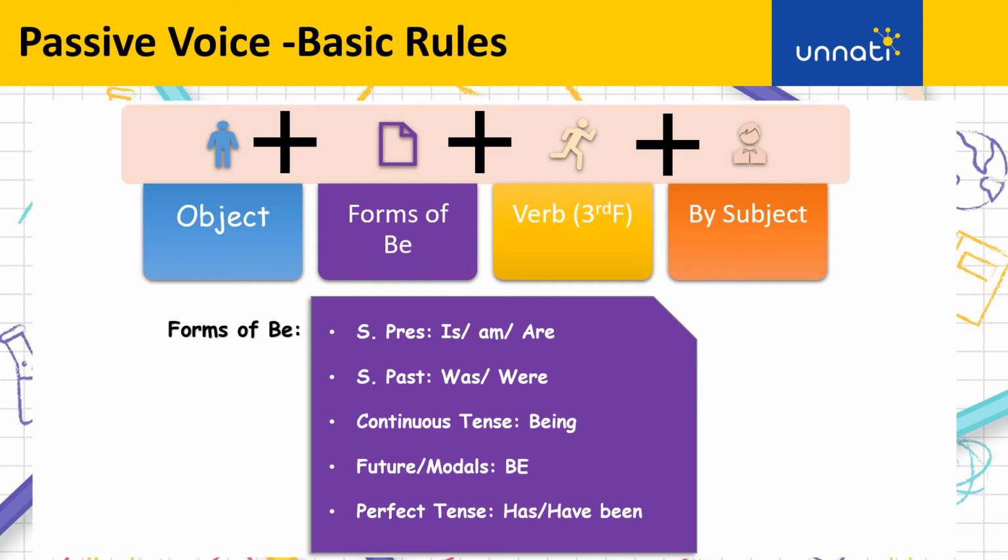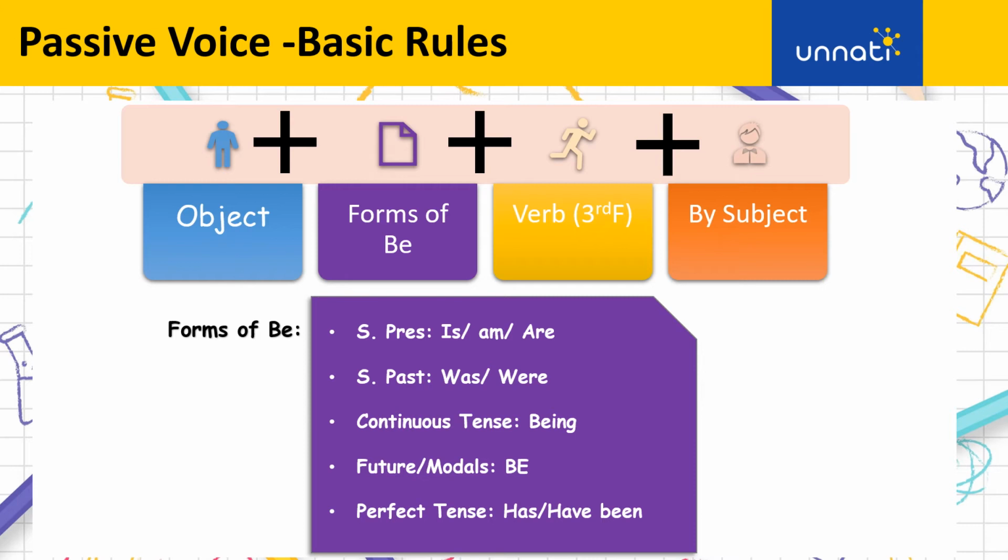What are the basic rules of a passive voice sentence? Now we know it definitely is led by an object, and it ends with the subject. So what's the structural formula? We have the object plus the form of the verb be plus the verb in its third form. Take a note here. The verb will be in its third form, that is the participle form, plus by subject. That's the basic construction. So object plus form of be plus third form of verb plus by subject.